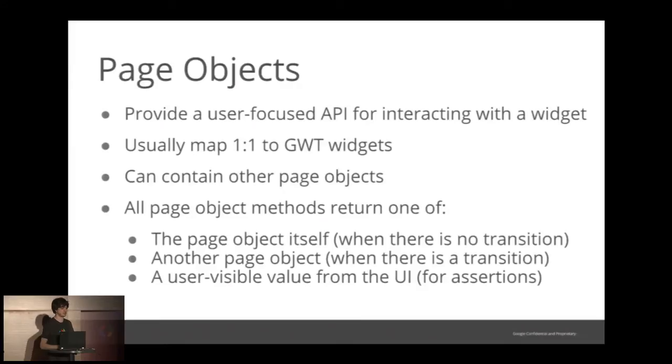So if there's no screen transition, if by, say, typing into a text field the user doesn't go anywhere, the page object just returns itself. If there is some sort of transition, then the page object will return another page object representing where it went. And I'll show you examples of what this lets you do soon, but the rough idea here is that this allows you to chain together your page objects in a very powerful way. And then output methods, they'll return a string or an integer or something that allow you to perform assertions in your test later.